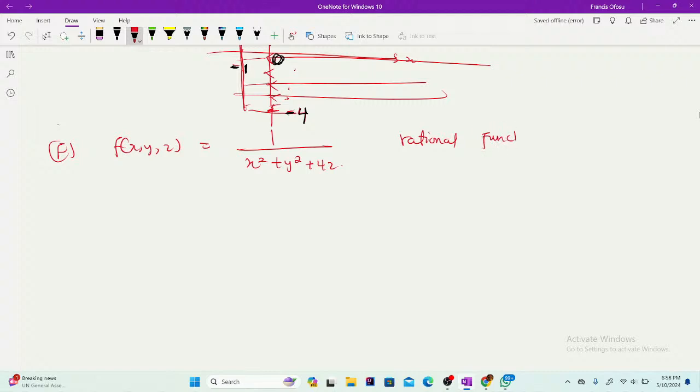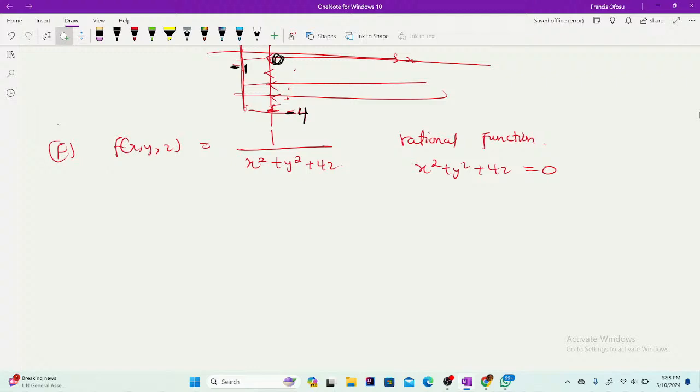With a rational function, as you know already, the elements that will make it undefined are the elements that will cause the denominator to be equal to 0. So when I find x squared plus y squared plus 4z equal to 0, whatever I get for x, y, z will be the elements that will make this function undefined. And I need to take them out before I can get my complete domain of the function.